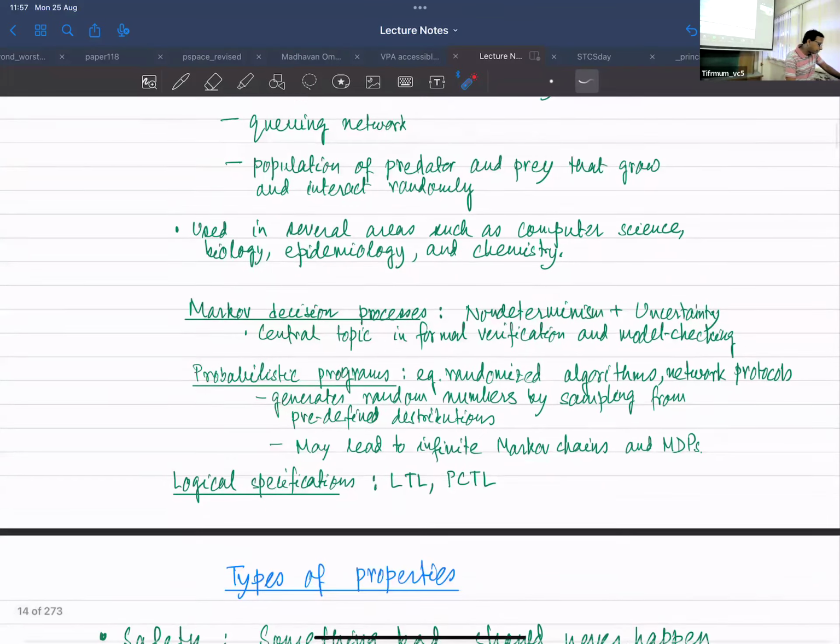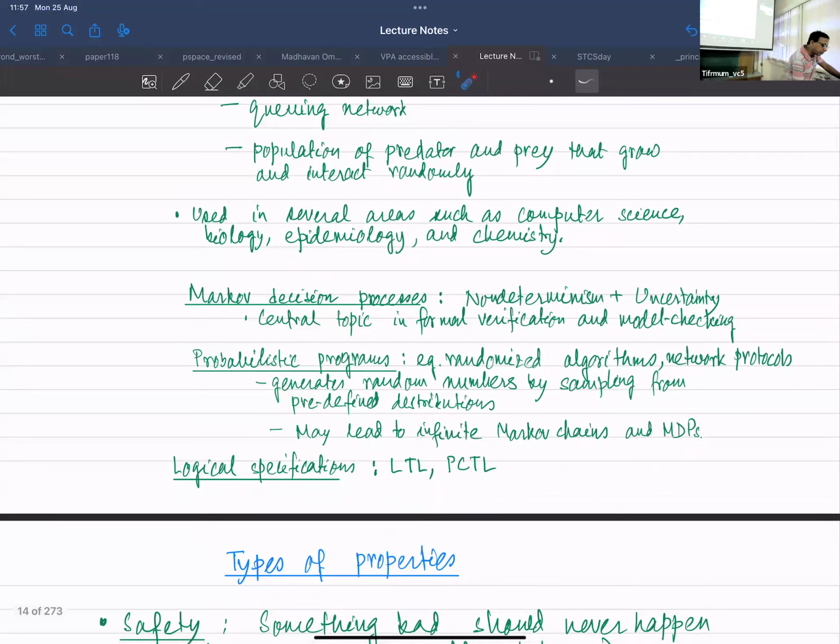And they are widely applicable in various areas, like biology, for example in epidemiology, and in the study of chemistry and things like this. We'll also see something called a Markov decision process. What is a Markov decision process? It's a generalization of a Markov chain.